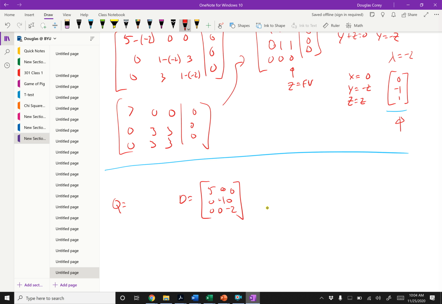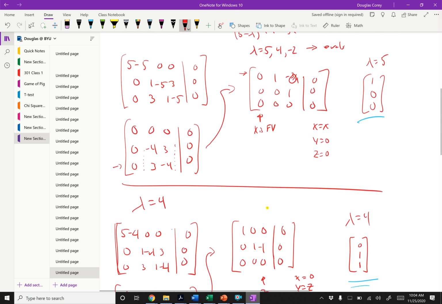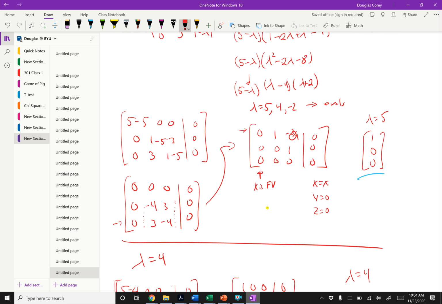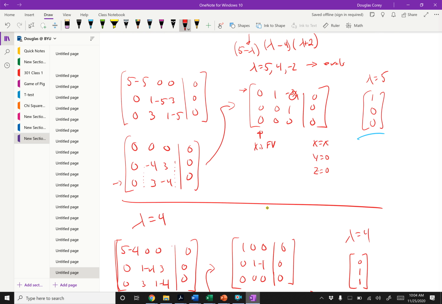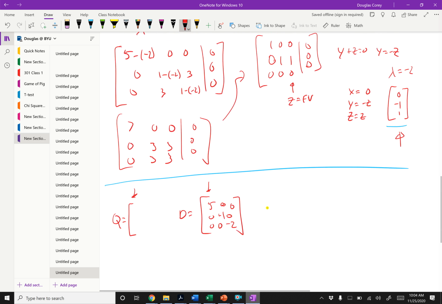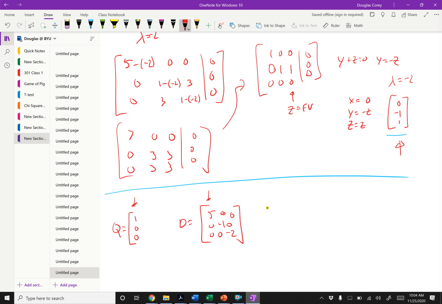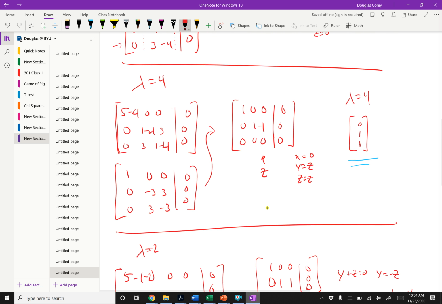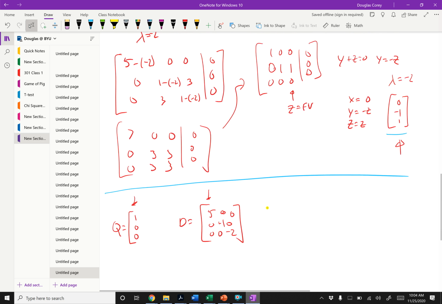So let's pick Q. My first column in Q has to correspond with the eigenvalue of 5. So 1, 0, 0, and the length of that is 1. If I divide by 1, I still get 1, 0, 0. That's a nice one. For 4, the length of this is the square root of 2, so I have to divide by the square root of 2. So 0, square root of 2 over 2, square root of 2 over 2. You could write it as 1 over the square root of 2 for each of those. That is just fine.